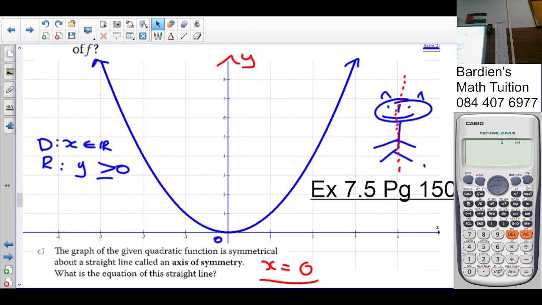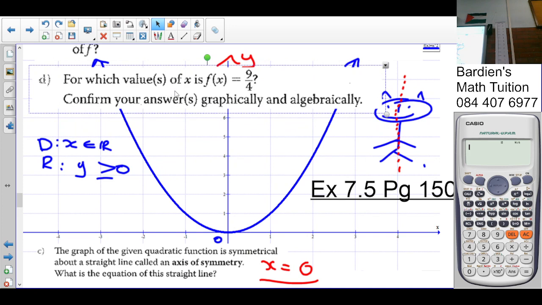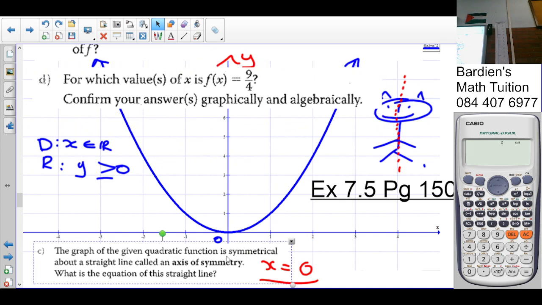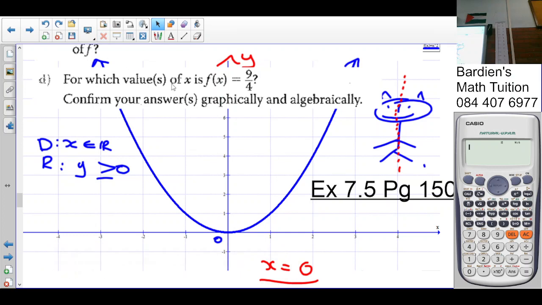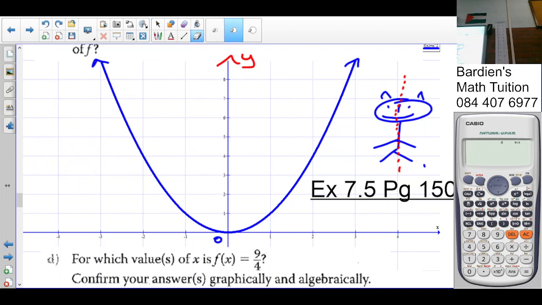Now the last question. The last question says, for which values of x is f of x equal to 9 over 4? Confirm your answer algebraically. So if you're looking at 9 over 4, f of x is a y value. So y is equal to 9 over 4. 9 over 4 is the same as 2 and a quarter. So y is 2 and a quarter.